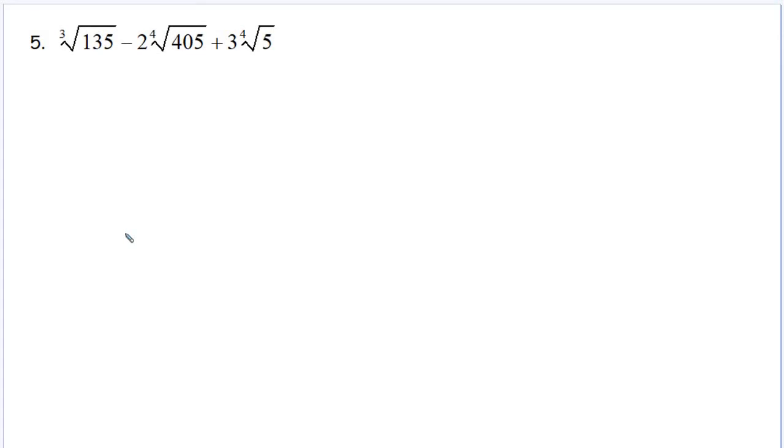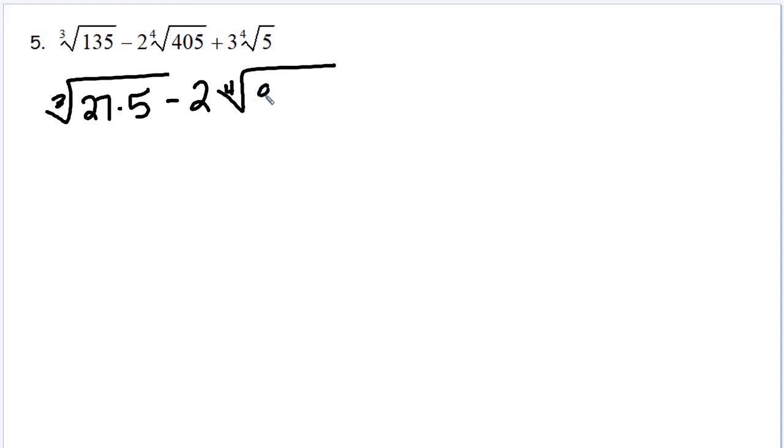Okay, so this is the same thing. Again, the first thing that you want to take notice of is that these are not all the same index. So I know that they're not going to add and subtract together. I know that whatever happens with this one, it cannot possibly in any shape, form, or fashion go with these two. But I still have to simplify it. So I have the cube root of 135. So that's 27 times 5, minus 2 times the 4th root of 405, which is 81 times 5, and 3 fourth roots of 5.